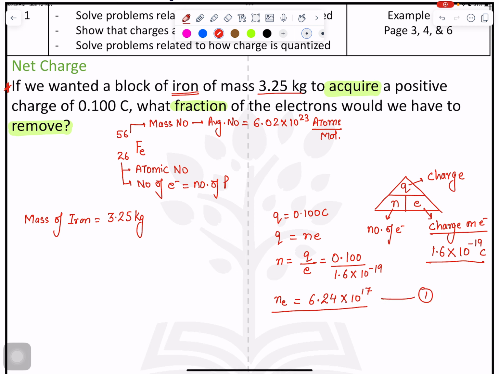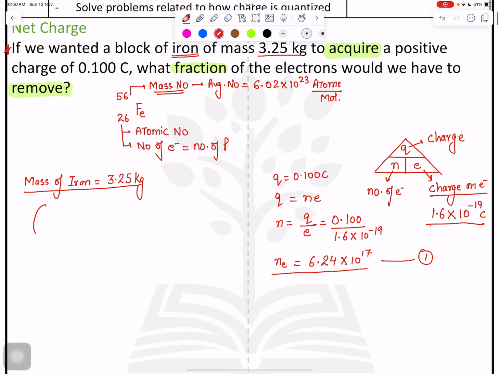Now we need to solve in terms of iron. You need to understand a few things. We have a mass number of 56, atomic number 26, and the mass given is 3.25 kg. Let's say this is the atom. In this atom, we have 10 electrons. So can I say in one atom we have 10 electrons?